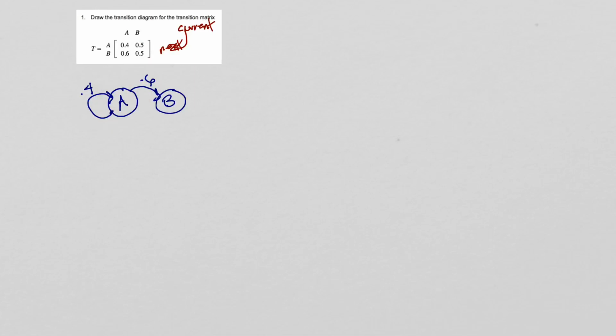And now, current to next, if we're in B, the probability of going to A is 0.5. So in B, going to A is 0.5. And then B back to B, well, if this is 0.5, this has to be 0.5. And sure enough, that's what's noted right here. If you're in B, probability of going to B is 0.5. And there's our transition diagram.